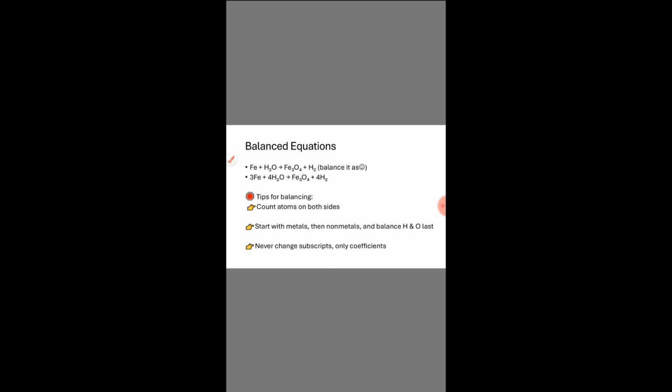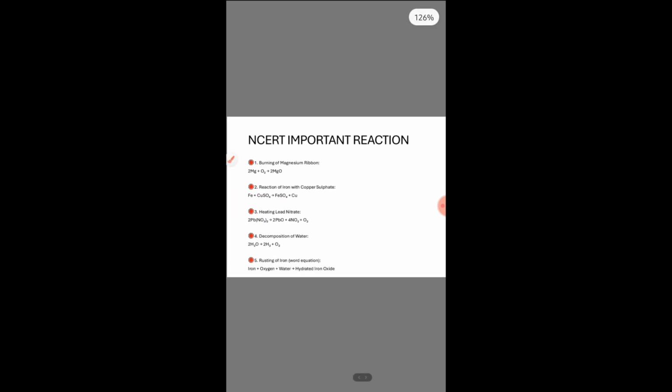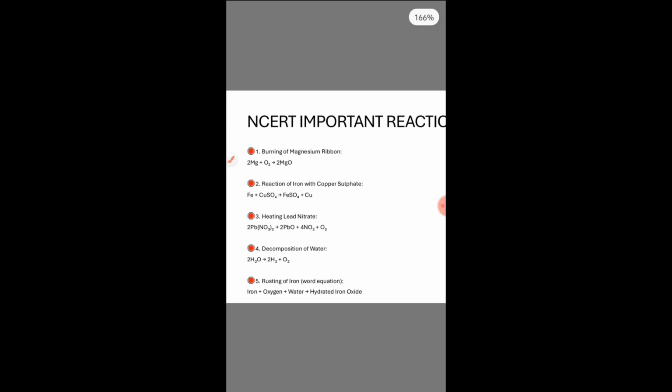Then these are the NCERT important reactions. I know you have been waiting for this. So the first is burning of magnesium ribbon. We have an experiment for this. Then reaction of iron with copper sulfate. We also have an experiment for this. So basically these are the most favorite questions of NCERT. If you want, you may take a screenshot of this.